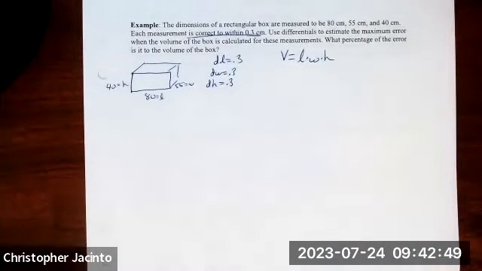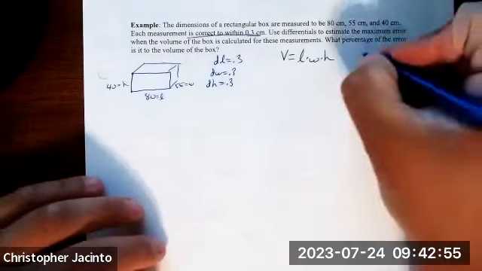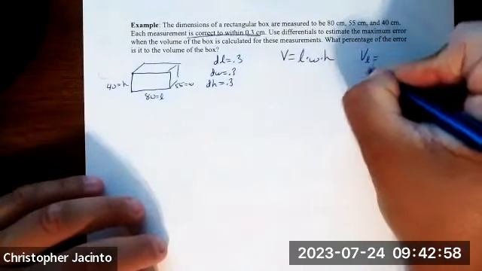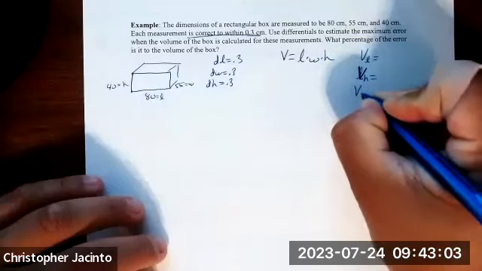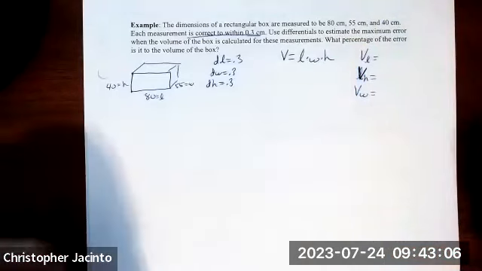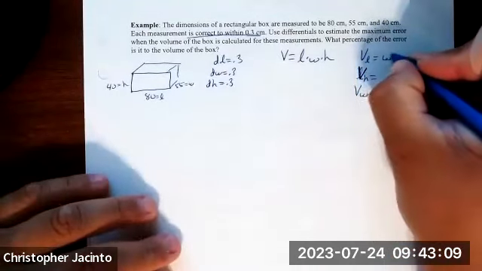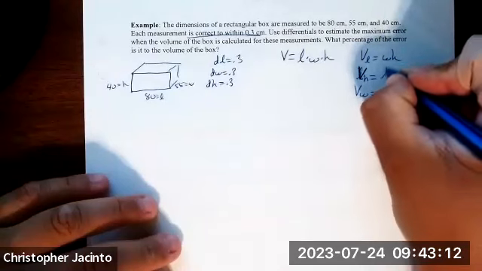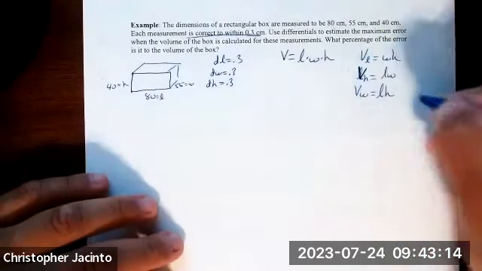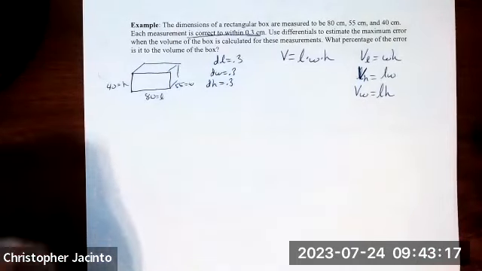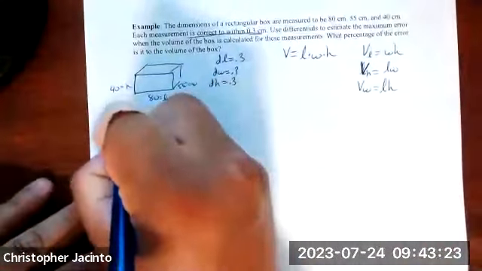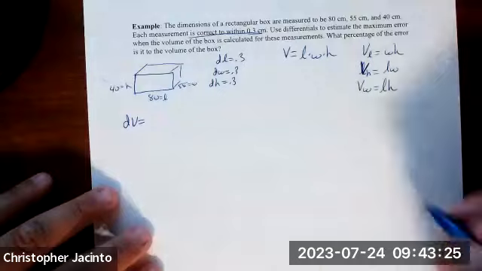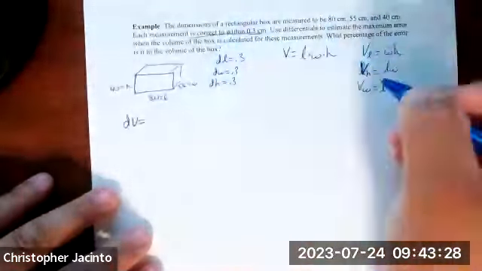Since we have three different variables, that means we have to calculate three different derivatives: VL, VH, and VW. The derivative with respect to L is just WH, with respect to H is going to be LW, and with respect to W is going to be LH, right? Keeping the other ones as constants. So now, instead of saying DZ, I'm going to write exactly what it's supposed to be. We'll say DV, the change in volume we're looking for, is equal to each one times its derivative.